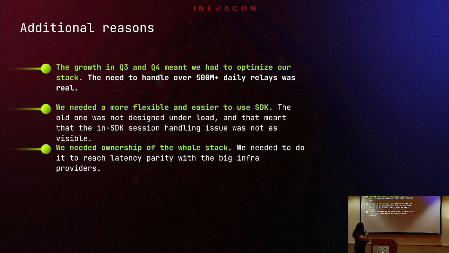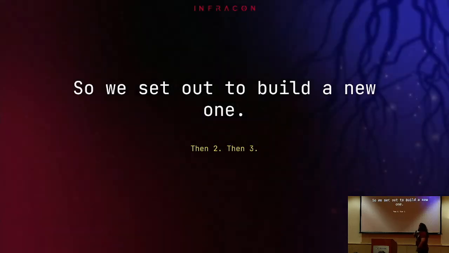But basically, it ended up in the classic, we need ownership of everything that we do, right? We need to optimize our stack. We just need to be fast. We need to trim the fat, get latency as low as possible. That means that whatever we feel is wrong, we need to be able to change it. So we just decided to own the SDKs. So basically, we set out to build a new one, and then 2, and then 3, for several reasons.